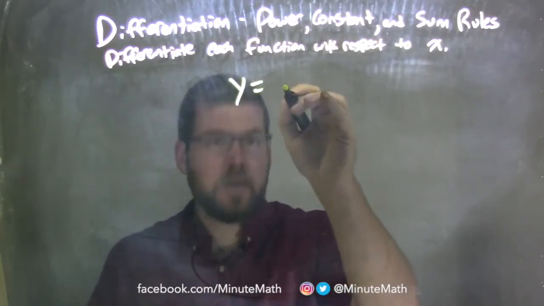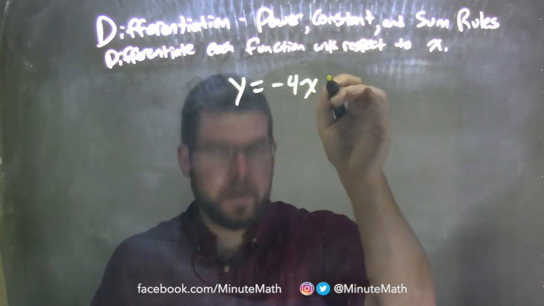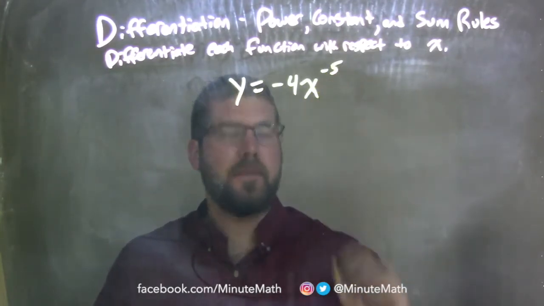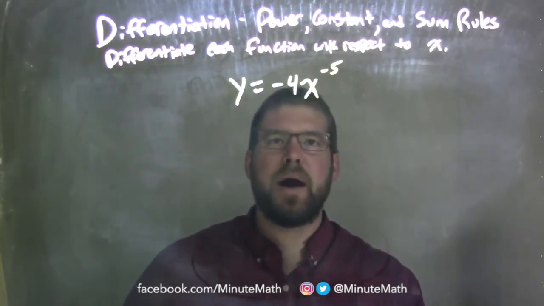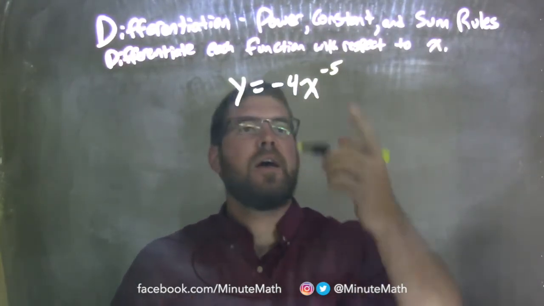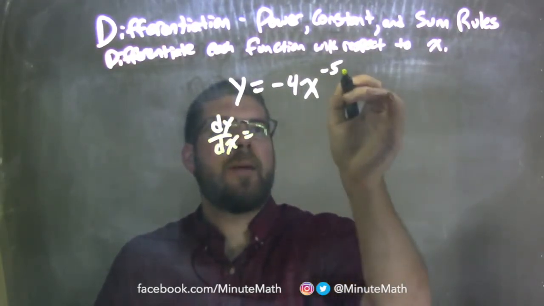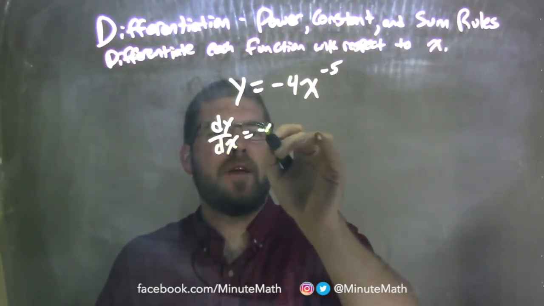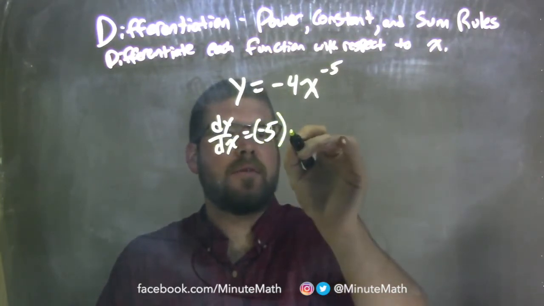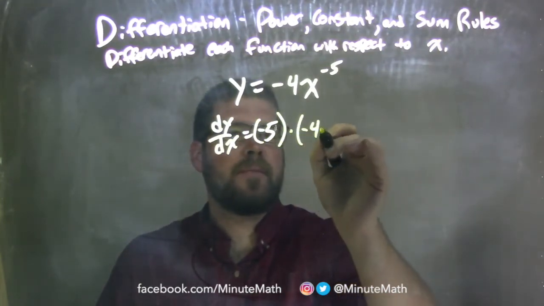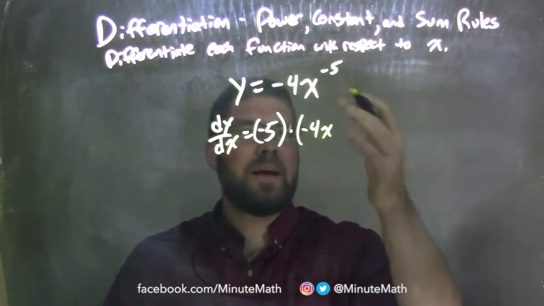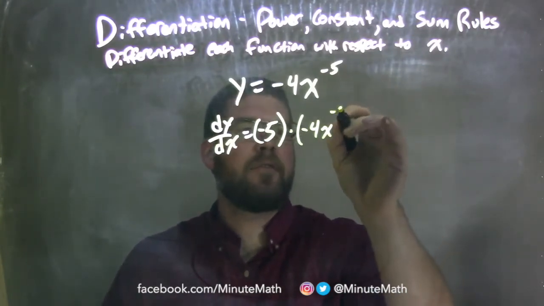Y equals negative 4x to the negative 5th power. Okay? The power rule states that when I take my derivative, dy dx, I bring the negative 5 out front, multiplication, so negative 5 times the negative 4x. Now for our exponent, we need to subtract: negative 5 minus 1.